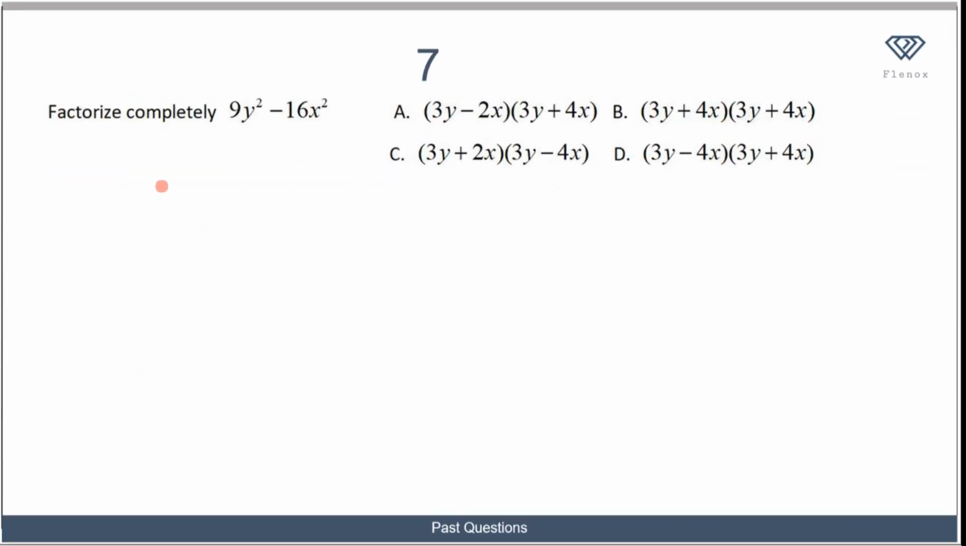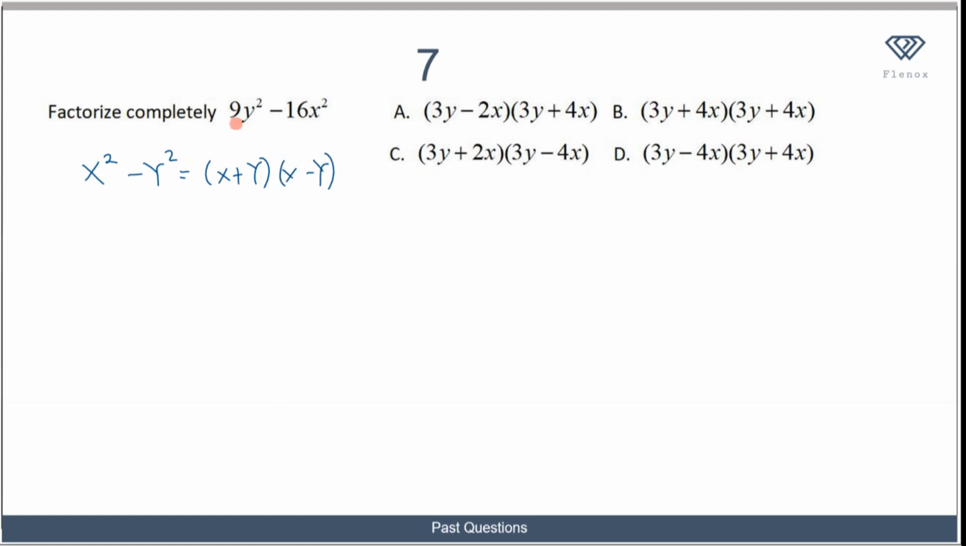Now let's move on to the last past question that we're going to be examining. We are told to factorize completely this expression. As you can see, this is clearly a problem of difference of two squares. So how do we start out? Remember difference of two squares. We need to write the first quantity x in terms of squared, then minus y in terms of squared, and that will give me x plus y times x minus y.